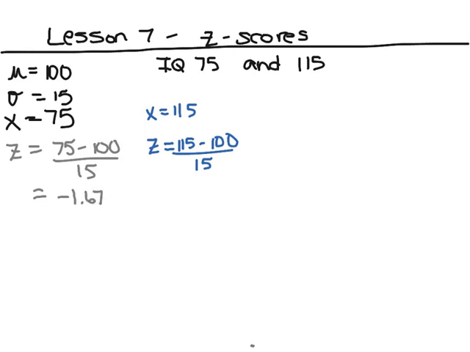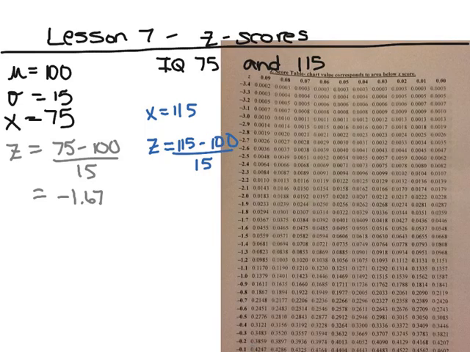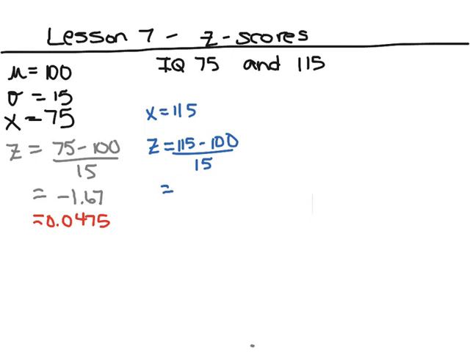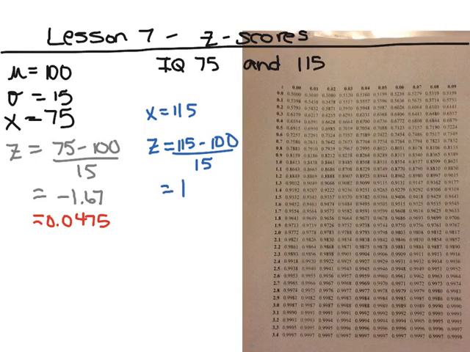So we need to find the percent on the chart. So if you look at the chart and you go to negative 1.6, we want to find 67, you get 0.0475, and that's what I had written before. I just wasn't paying attention. Sorry. So now we're going to do it with the other number, and this equals 1. So we go to our chart. We're looking for 1.00, which is 0.8413.